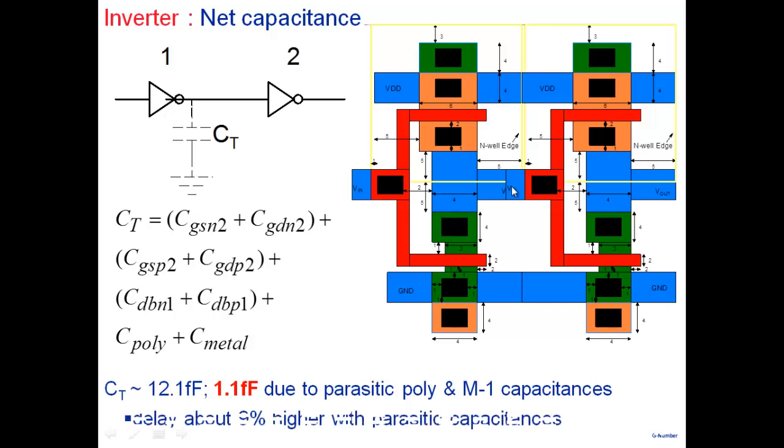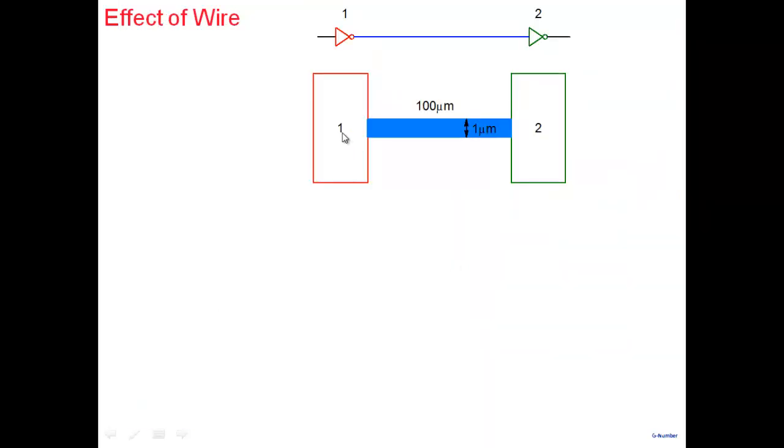So what if I end up with a situation like this? Let's say I have one inverter here and another inverter here, and I connect them with a wire which is 100 microns long. 100 microns is not too long a distance. I have a chip size of maybe several millimeters by several millimeters, and one gate may be connected to another gate somewhere far off. So this is not an unrealistic situation.